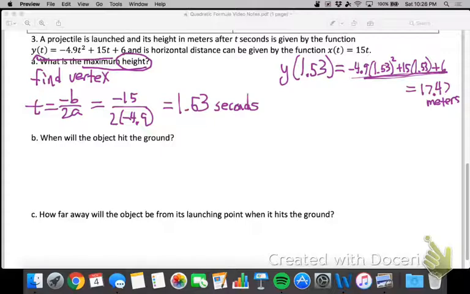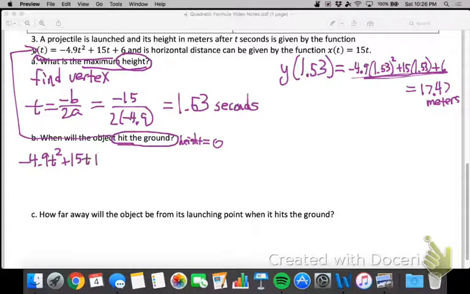Alright, when will the object hit the ground? If it's hitting the ground, that means it has a height of 0. So again, we're asking about height, so I only need to worry about this vertical height formula. And if it's hitting the ground, then it's equal to 0. So negative 4.9 t squared plus 15t plus 6 equals 0. Now we want to solve for t. So now it's a quadratic formula problem.